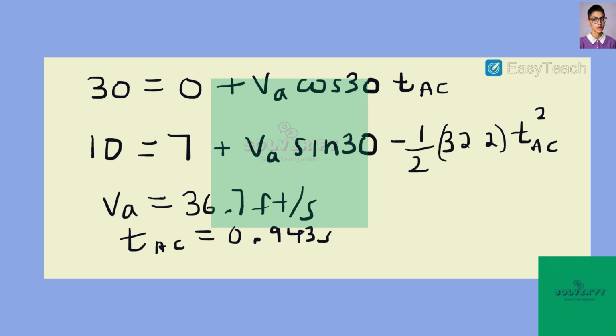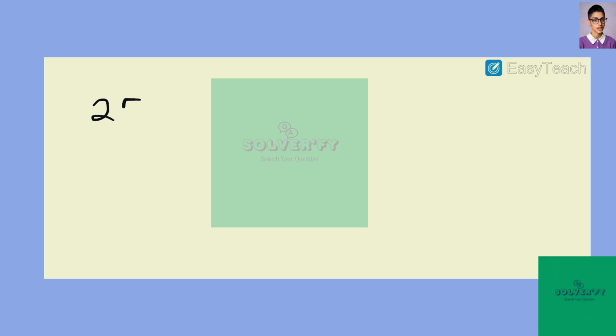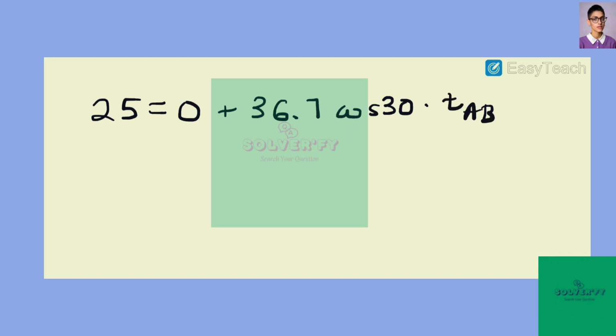Next, what we can do is look at the motion from just A to B and say that this is equal to 25. So the horizontal motion, 25, is equal to 0, which is the position at time equals 0, plus VA, which we know to be 36.7 feet per second, so 36.7 times cosine 30 times TAB. Now solving this for TAB, which is the time it takes to go from A to B, gives us 0.786 seconds.